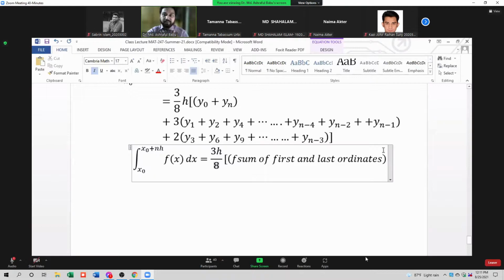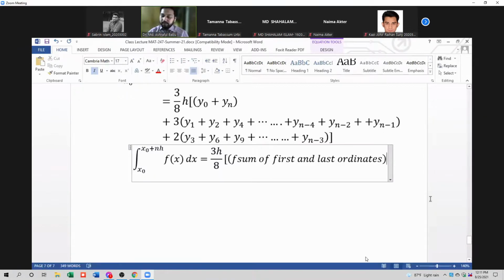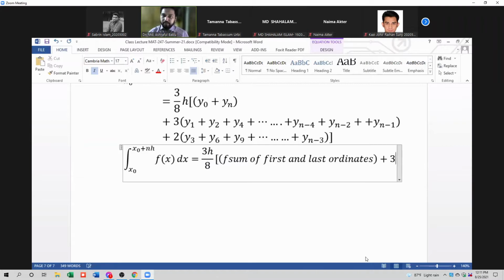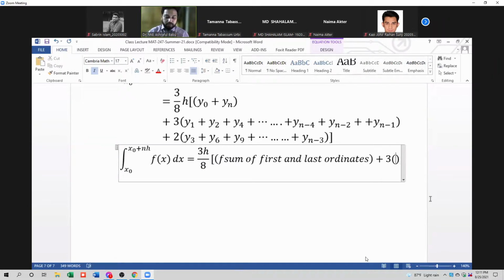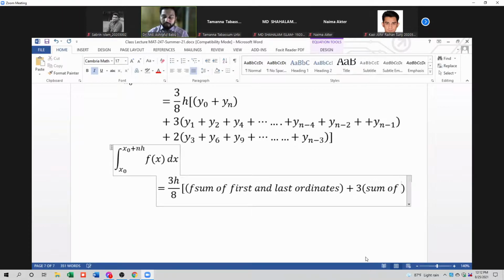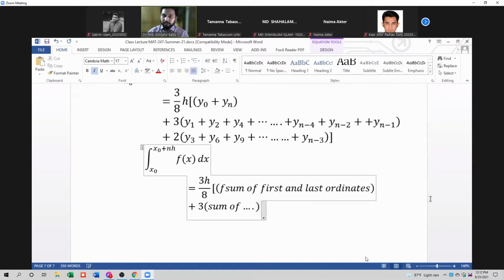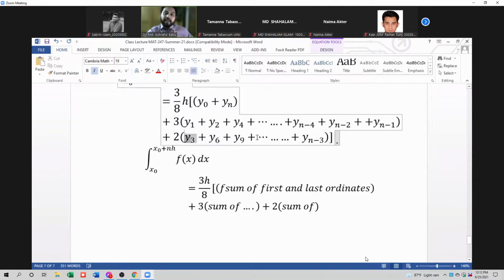And plus 3 into sum of something. What is the something? I'm writing later. Plus 2 into sum of, now you tell me, y3, y6, y9, and yn minus 3. What is the sequence in here? What is actually the general term in here? How can you relate the sequence?